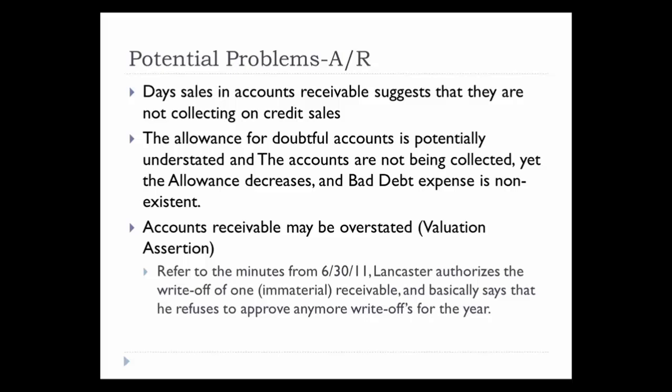As I pointed out, days sales in accounts receivable suggest that they're not collecting on credit sales. It's possible, and probably highly probable, that the allowance for doubtful accounts is understated, because they're not collecting. We see that they're going from 20-something days to almost 80 days. And as a result of that, we're addressing the valuation assertion, then accounts receivable is probably overstated. It's not stated correctly.